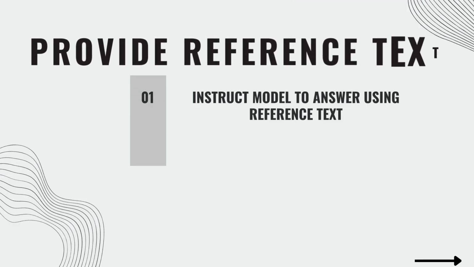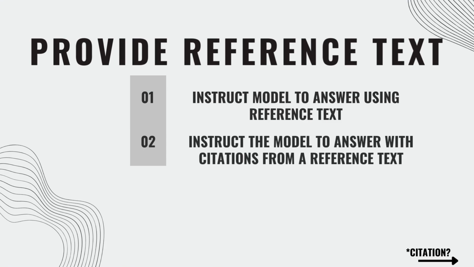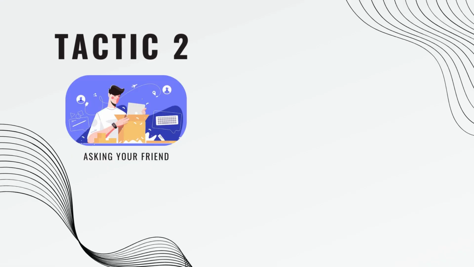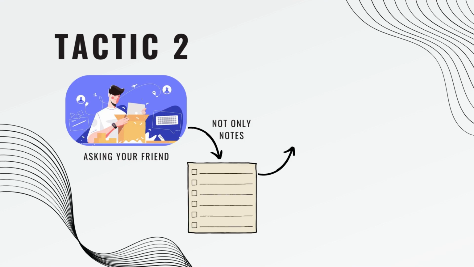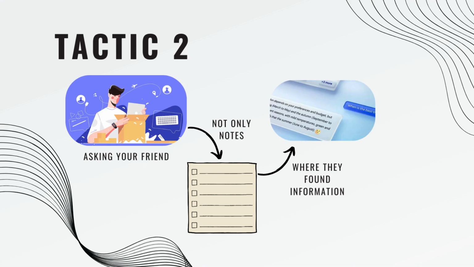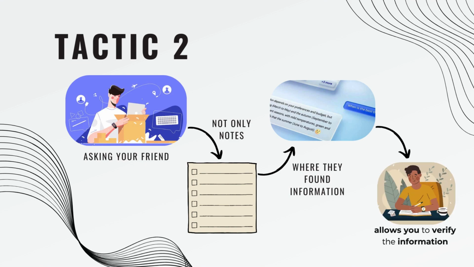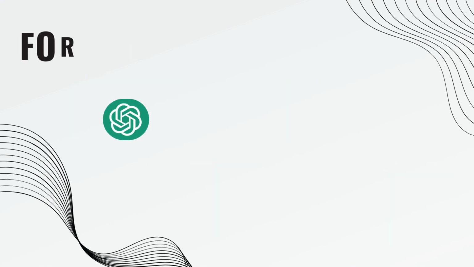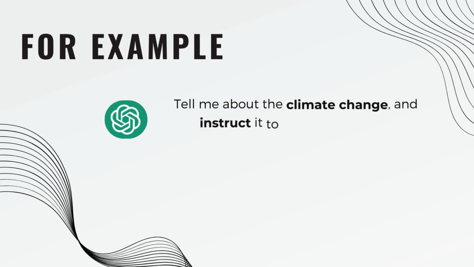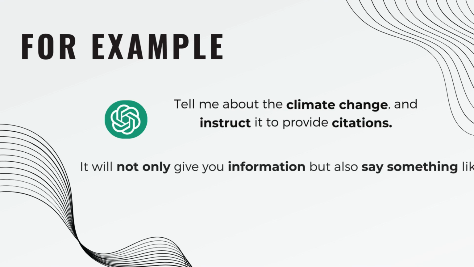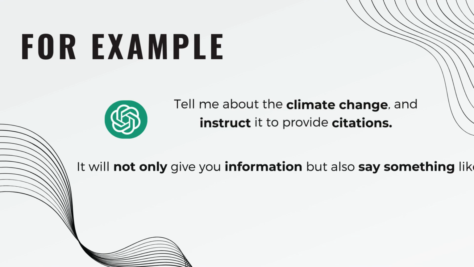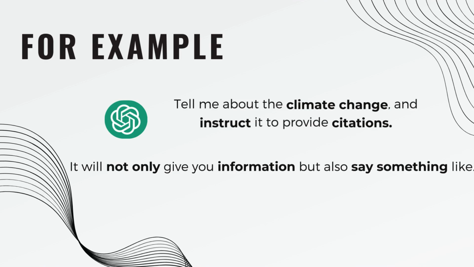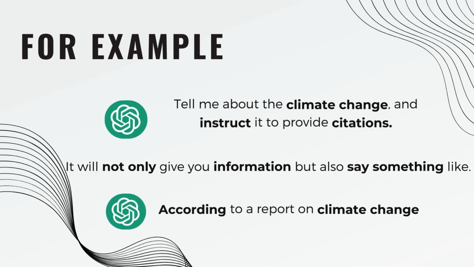Second, instruct the model to answer with citations from a reference text. This is like asking your friend not only to use the notes but also to mention where they found the information. It adds a level of transparency and allows you to verify the information. For example, if you ask the model, tell me about climate change, and instruct it to provide citations, it will not only give you information, but also say something like, according to a report on climate change from 2020, and so on.